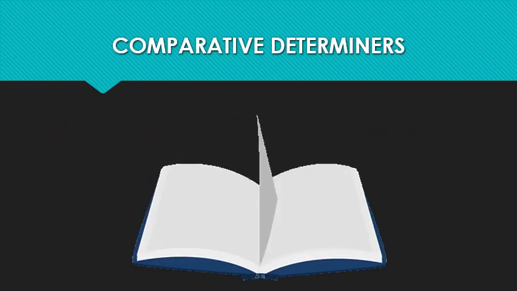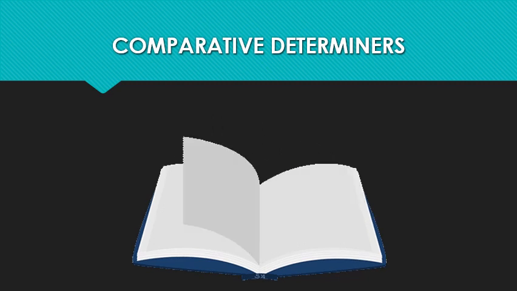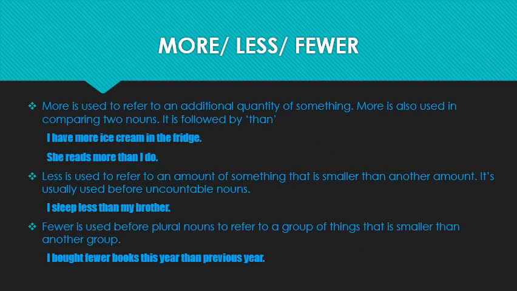Now comes comparative determinants. More, less, fewer. More is used to refer to an additional quantity of something. Whenever there is something extra, in that case we use more. More is also used when you are comparing two nouns. It is followed by than. THAN.